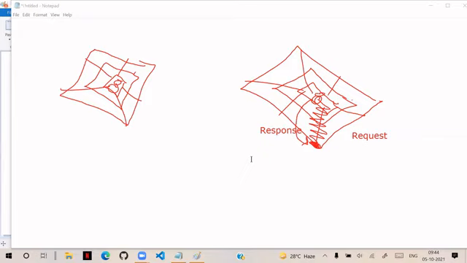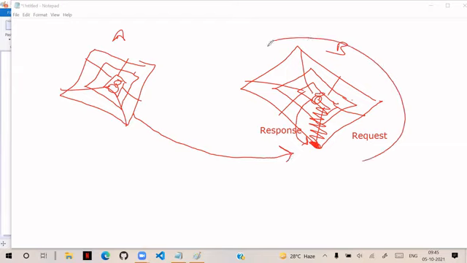Clients make a request and the server will send a response. What is client, what is server, we will understand in detail. Now the point here is, this is A spider, this is B spider. Can A spider collect the prey of B spider? Yes, if B gives the permission, then it can come and collect this prey. That means they can access, but they are restricted.